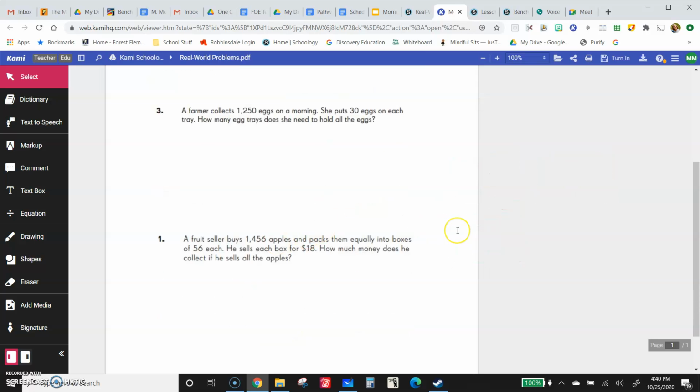And then another number 1. Like I said, the numbering was weird because we pieced together some different sheets. A fruit seller buys 1,456 apples and packs them equally into boxes of 56 each. He sells each box for $18. How much money does he collect if he sells all the apples?